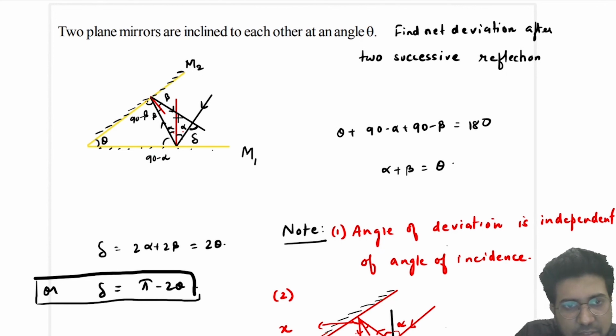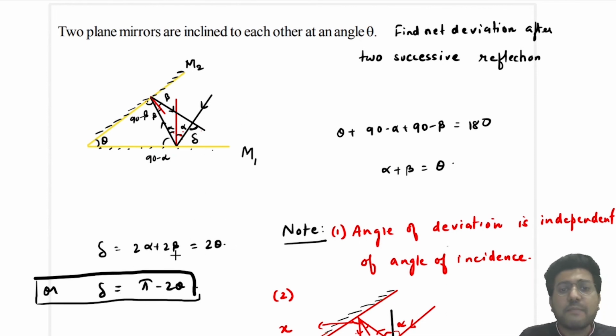In this triangle you can see that this angle is 2 alpha and this angle is 2 beta, right? Now you know that this is an exterior angle in this triangle, and the exterior angle is equal to the sum of the two remote interior angles. That means delta is equal to 2 alpha plus 2 beta, that is 2 into alpha plus beta, but alpha plus beta is theta, that means the angle of deviation is 2 theta. So the angle of deviation that will come out is either 2 theta or pi minus 2 theta.